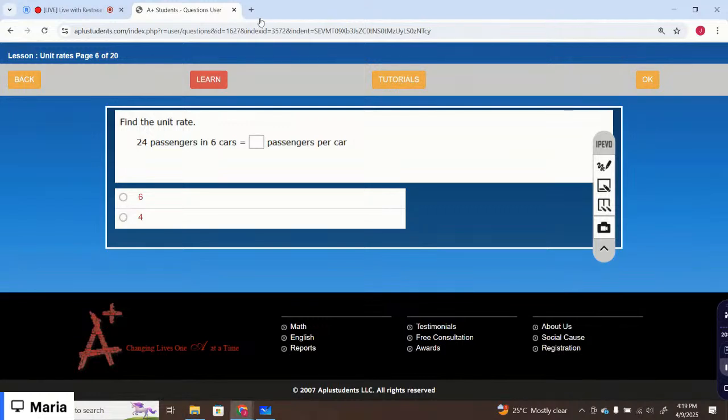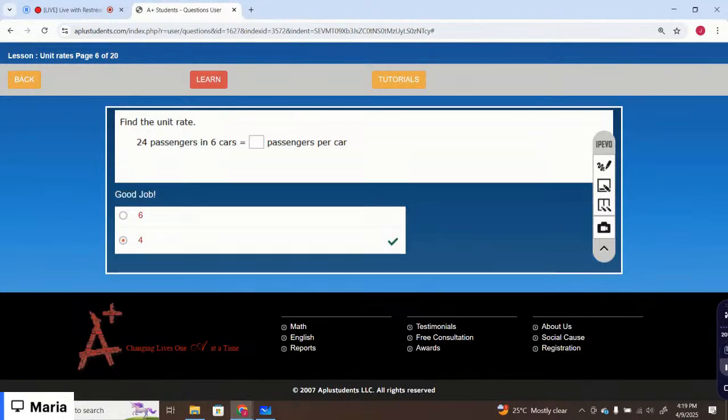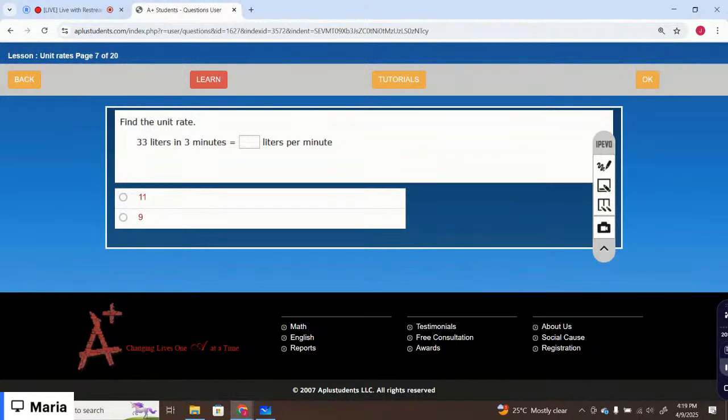That is 4 passengers per car. Option number three is the correct option. $33 in 3 minutes. That is 11 liters per minute. Option number one is the correct option.